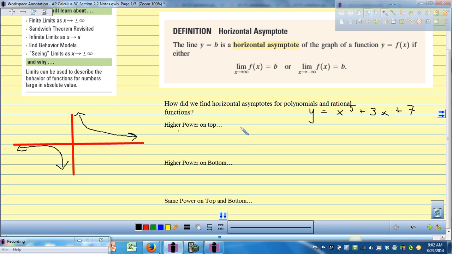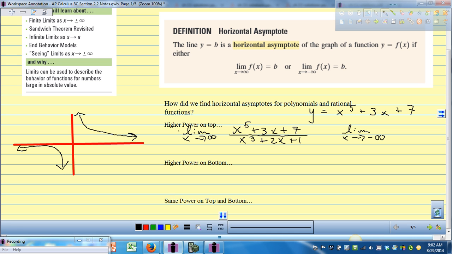So now let's say we were doing x to the fifth plus 3x plus 7 over x to the third plus 2x plus 1. If I am looking for a horizontal asymptote, then what I am doing is the limit as x goes to infinity. And we also have to consider the limit as x goes to negative infinity. All right, I'm guessing you talked about these three situations when you did pre-calc. When the higher power is on the top, what happens? When the higher power is on the bottom, what happens? And when it's the same power on top and bottom, what happens?